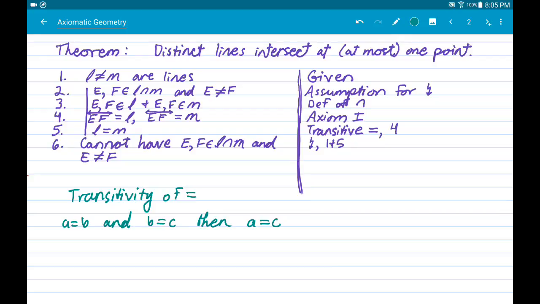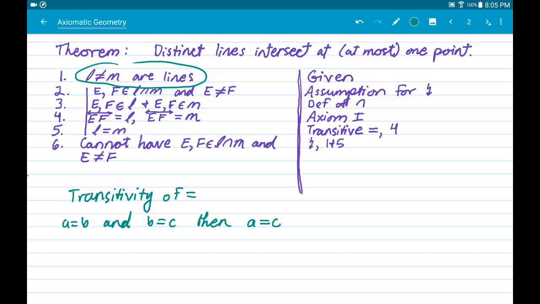So now to do the actual proof, I want to assume that some two lines do not intersect. And I want to state that in a mathematically rigorous formal way so that I can use it. And the way that I state that is, suppose that L is not equal to M and that they are both lines, right? That's saying I have two distinct lines.